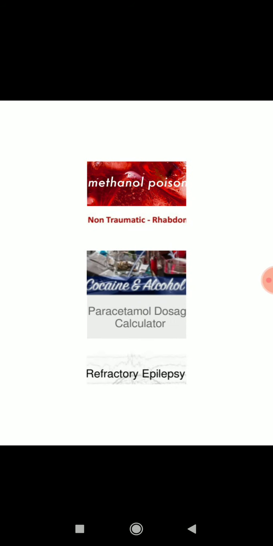Five things: ethanol in methanol poisoning, co-ingestion of cocaine and alcohol, maximum safe dose for paracetamol every 24 hours, refractory seizures, and doxylamine overdose. So the first one is ethanol in methanol poisoning.